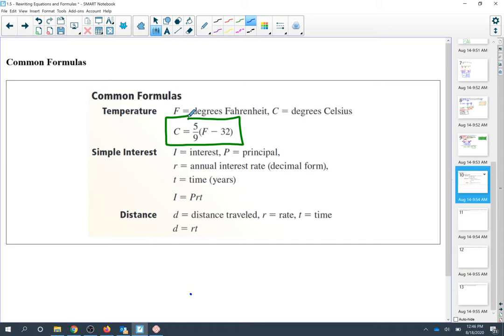Simple interest, I equals PRT. It tells you that I is your interest that you earn. P is your principal. That means the amount you put in, or we could put here the start amount. And then distance, D equals RT. D is your distance traveled, R is your rate, T is your time, and we've actually worked with that one before. So we have 3 examples.